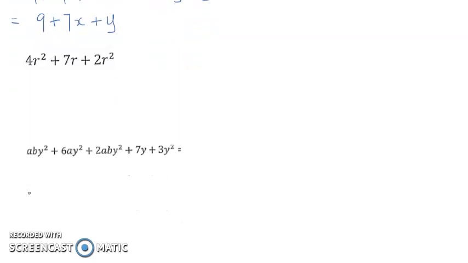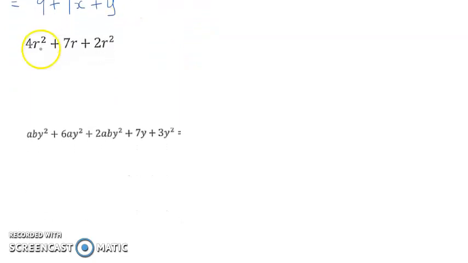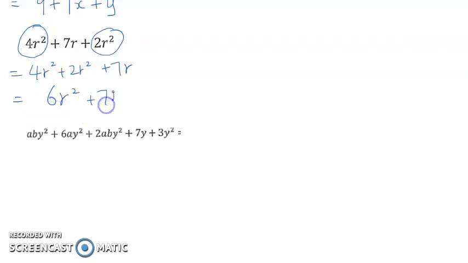Let's have a look at 2 more examples here. Again, the first step is to identify the like terms by circling and putting a box or triangle around them. I know this has r squared, this is r squared, but the middle term does not have a power of 2, it's a power of 1, so therefore it's not a like term. So this one and the 2r squared are the like terms. I'm going to put them next to each other, and at the end, we can collect them together. So 4r squared plus another 2 of that will be 6r squared plus 7r.